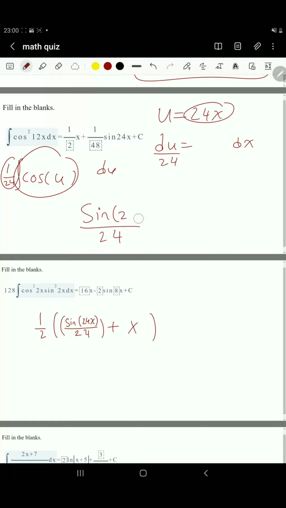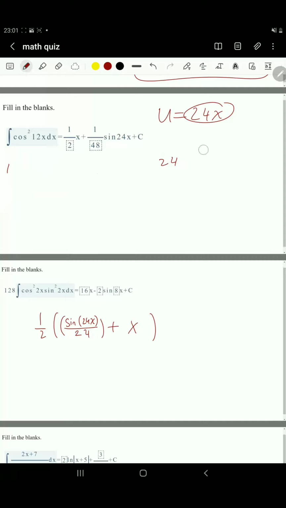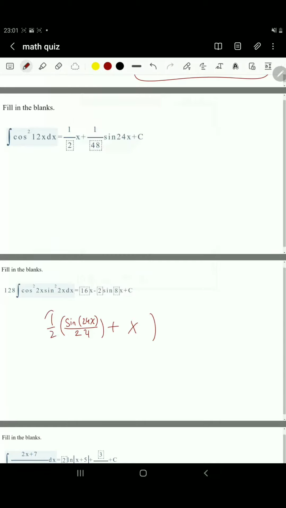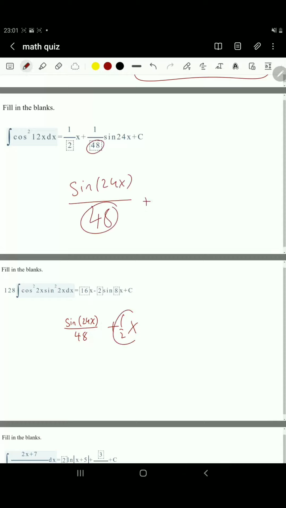Okay, so now we're done. What we're gonna do is we're gonna distribute this half. So if you distribute the half, you get half over here, and you get a half over here. Half multiplied by 1 over 24 is just that. So your answer is sine 24x over 48 plus half x.